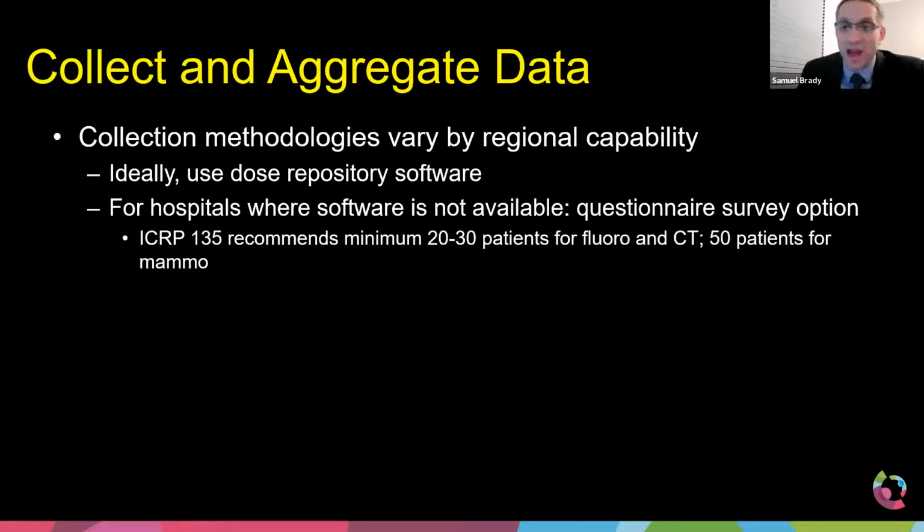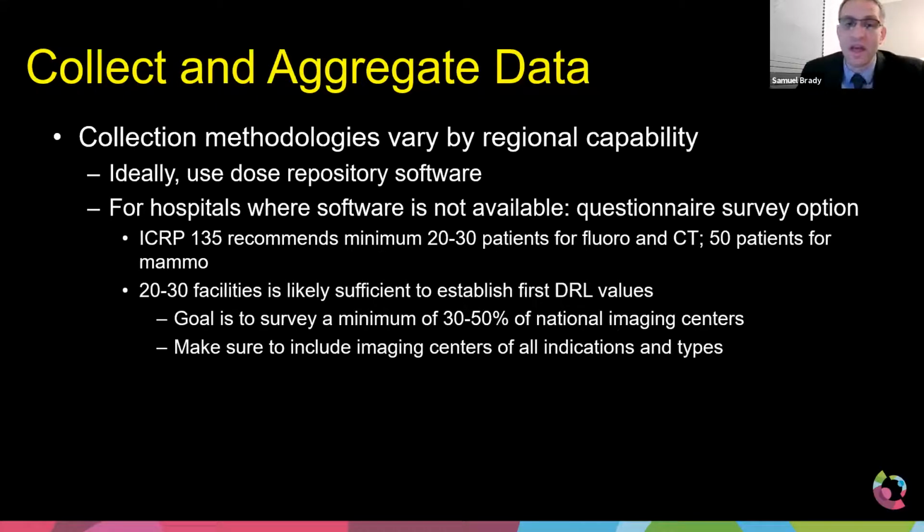The ICRP, which is the International Committee on Radiological Protection, has a report 135 that recommends, if you're going to use a questionnaire, to query at minimum 20 to 30 patients for fluoro and about 20 to 30 patients for CT, and a minimum of 50 patients for a mammogram. And when you do this, you also need to query approximately 20 to 30 facilities. And that will set the bare minimum for you to establish national DRLs.